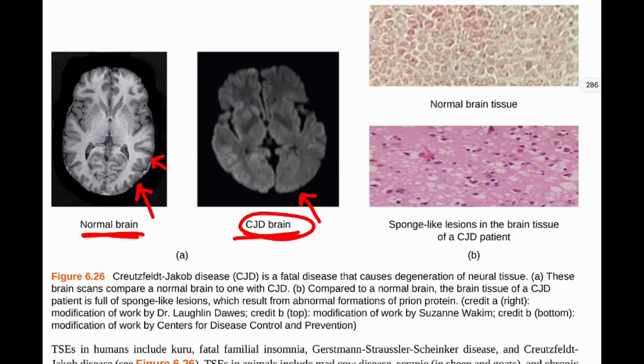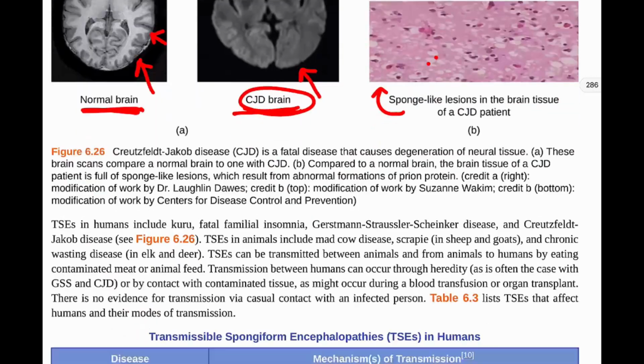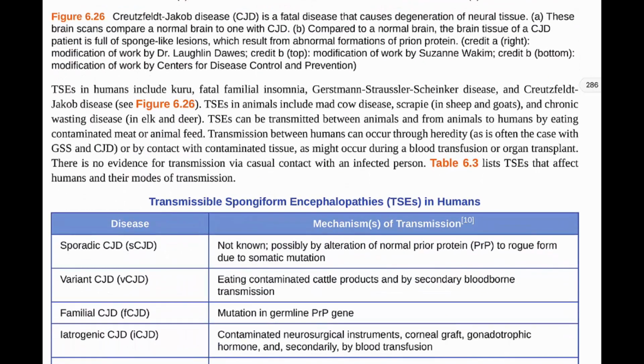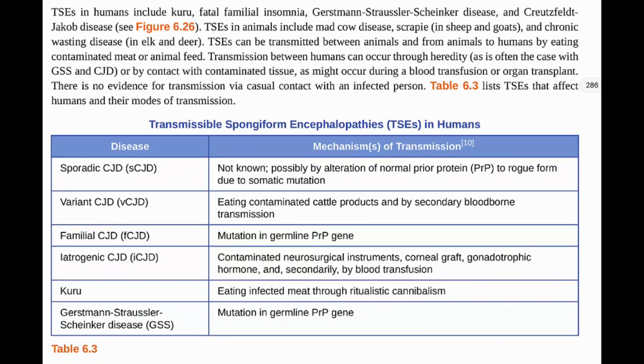So here you can see normal brain tissue. It's pretty even across that piece of tissue. And then you can see this Creutzfeldt-Jakob disease patient. Their brain has a lot of holes in it. So speaking of specific diseases, there are several of them, the TSEs, in humans, including Kuru, fatal familial insomnia, Gerstmann-Straussler-Scheinker disease, and Creutzfeldt-Jakob disease.